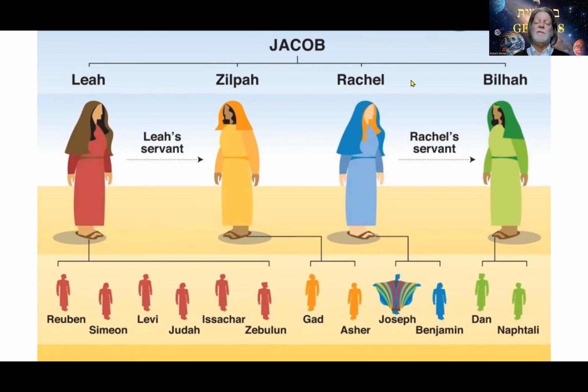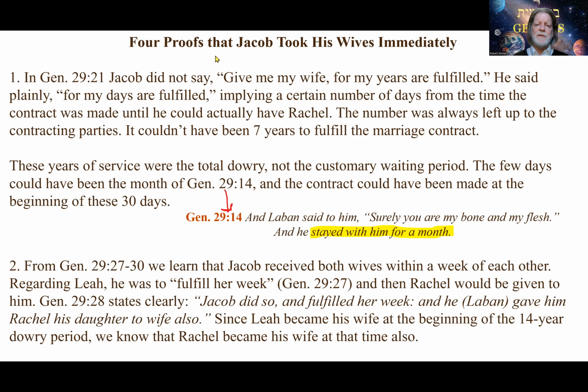Rachel was the last to have kids because for the longest time she was barren, as was Sarah, as was Rebecca, and eventually God made it possible for them to bear children. So that's the family tree of Yaakov. These last three slides are material from the Dake Study Bible.